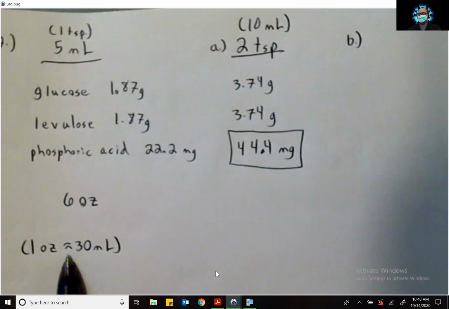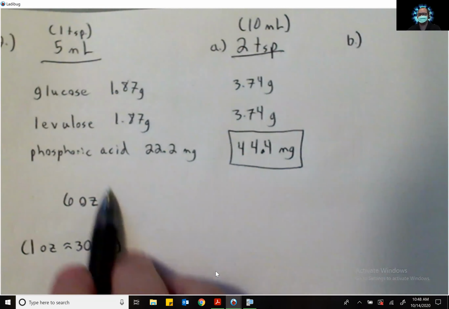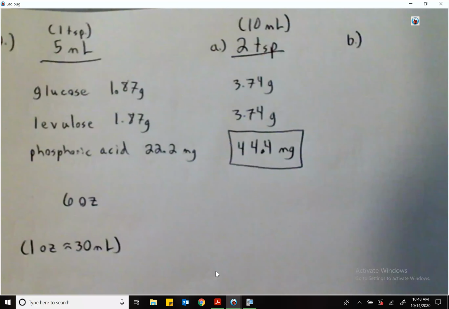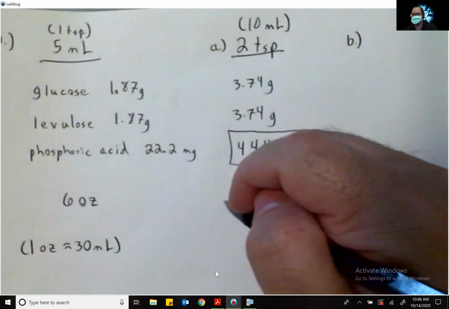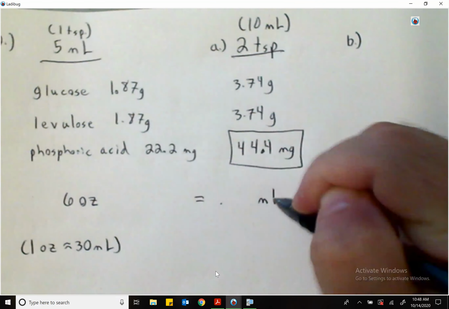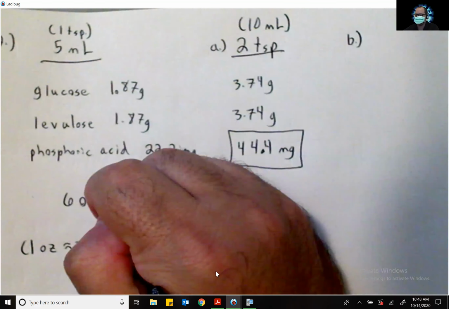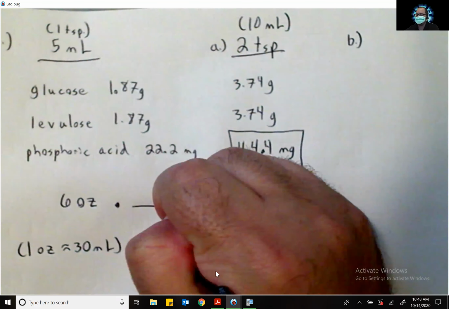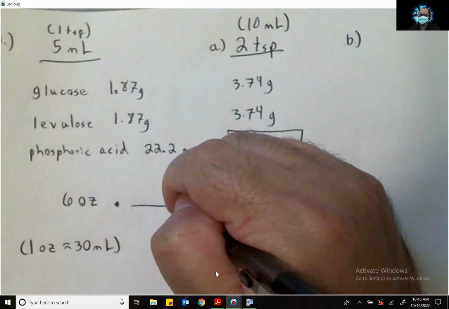So we have 6 ounces. What should we do with the 6 ounces real quick? I was thinking it was 1 ounce. Convert it to milliliters. Yes, we need to convert that to milliliters real quick. So here we've got this conversion that will help us. So what label goes in the denominator?